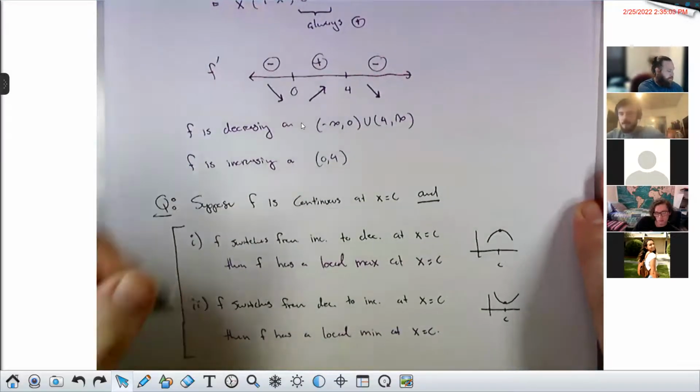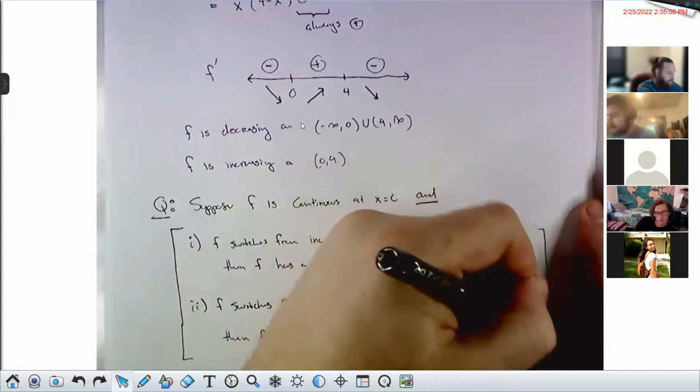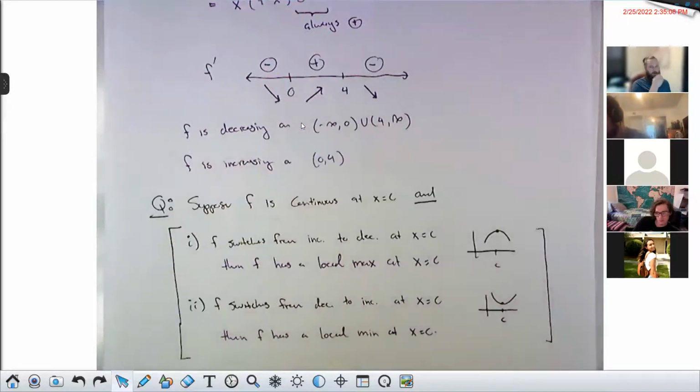If you switch from increasing to decreasing at some number, then you must have a local max. If you switch from decreasing to increasing at some number, then you must have a local min.